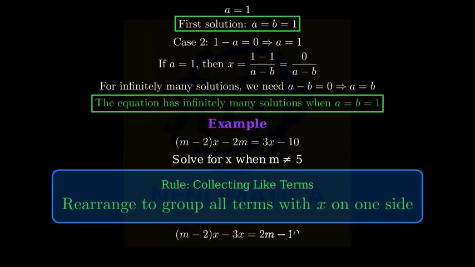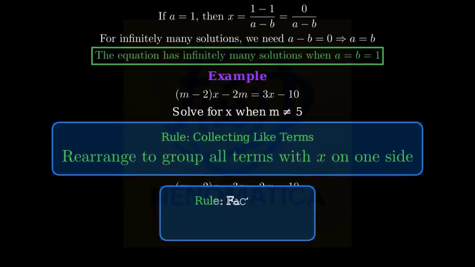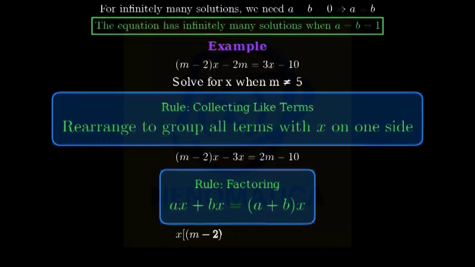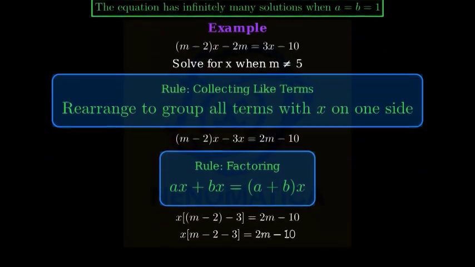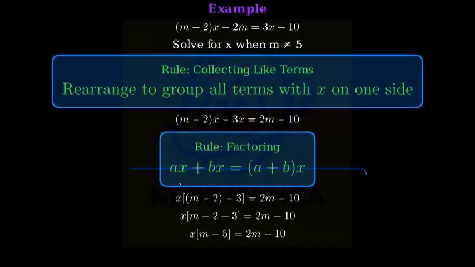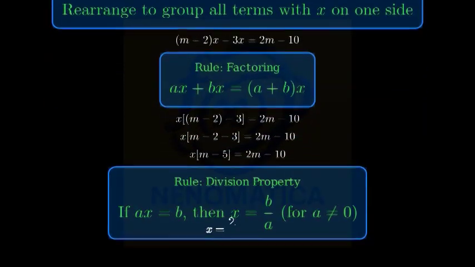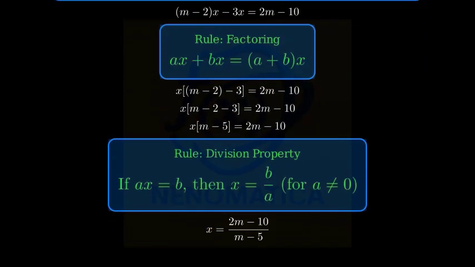First, we'll rearrange the equation to collect all terms with x on the left side and all other terms on the right side. Next, we factor out x from the left side of the equation. Let's simplify the expression inside the brackets. Now, we can solve for x by dividing both sides by m minus 5. Remember, we're told that m is not equal to 5, so this division is valid.